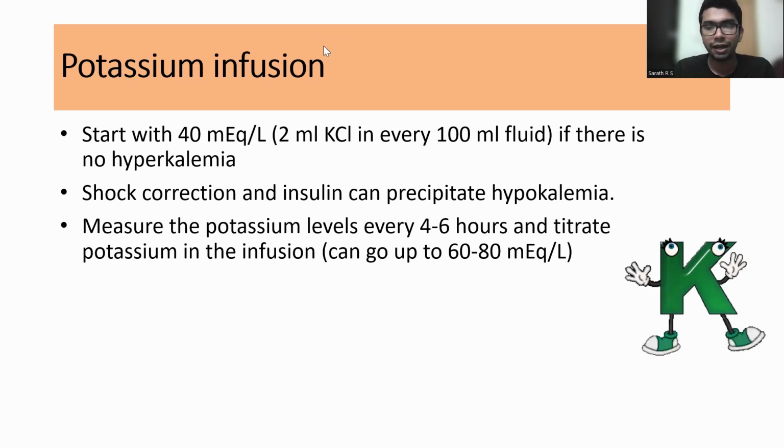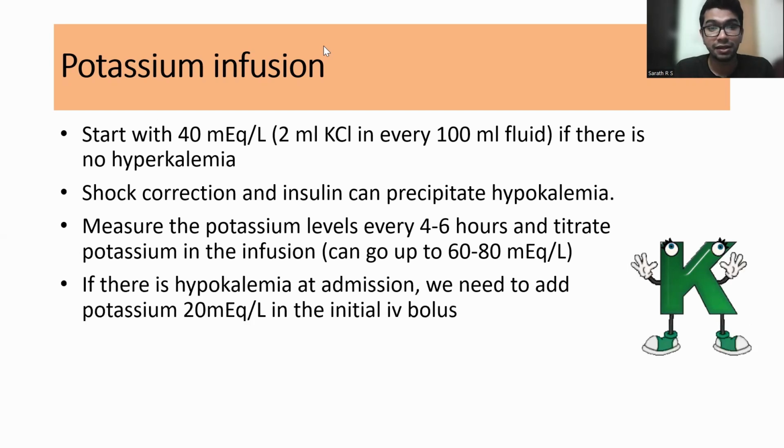In the peripheral line, what is recommended is that we shouldn't go above 40 milligrams per liter, but we usually go till 60 milligrams per liter. If you need to go above that, then we have to use a central line. We have already told that central line insertion is not that safe in DKA. So we usually titrate insulin and manage potassium.